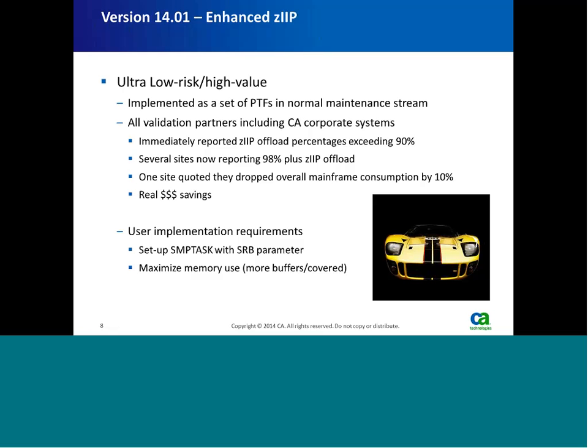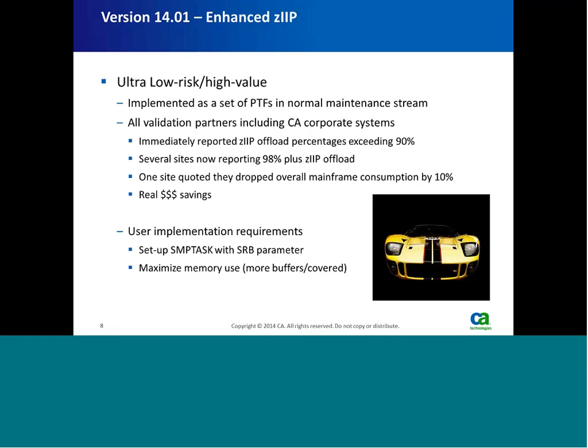We actually have several sites now reporting zip offloads of over 98%. So of a multi-user that uses 100 CPU seconds, over 98 of them have been routed to the zip processor, and only 2 of them actually went to the GP processor.